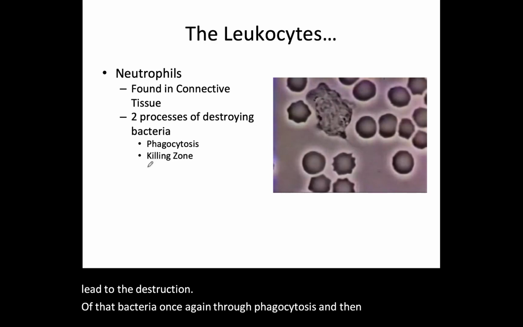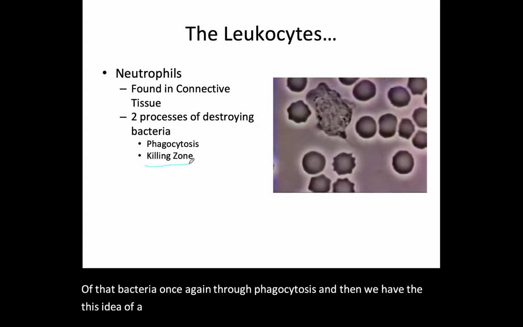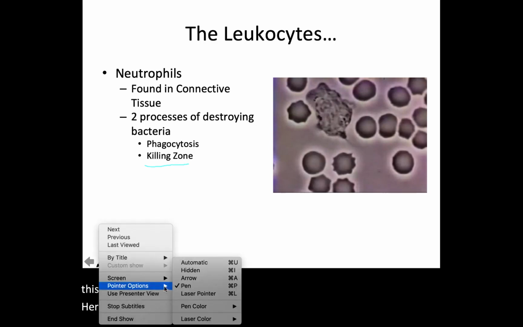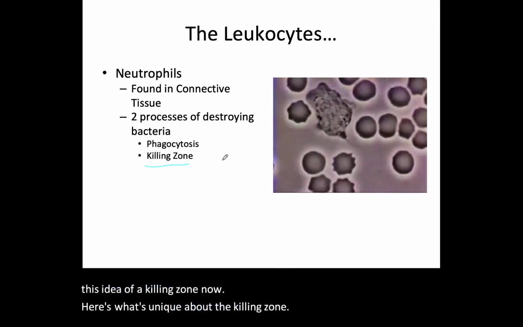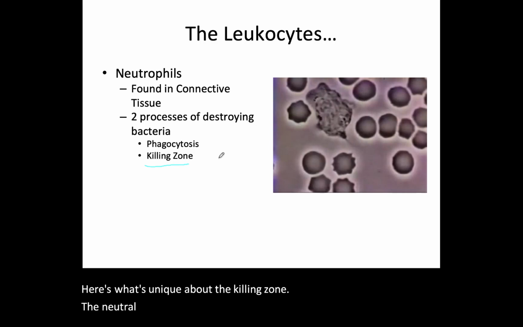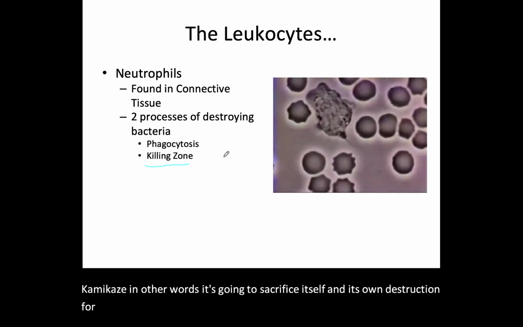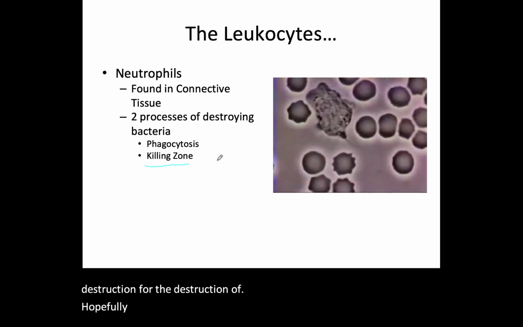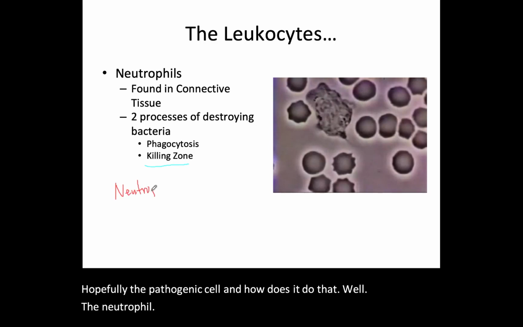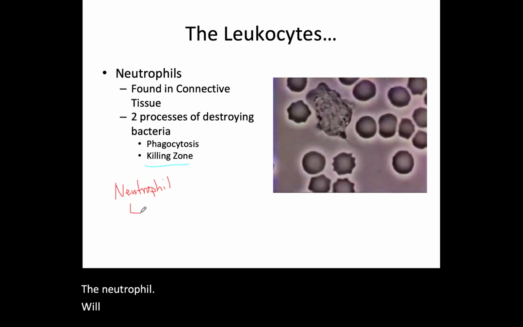And then we have this idea of a killing zone. Now, here's what's unique about the killing zone. The neutrophil basically goes kamikaze. In other words, it's going to sacrifice itself and its own destruction for the destruction of hopefully the pathogenic cell. And how does it do that? Well, the neutrophil will go ahead and it secretes or releases these little enzymes called lysozymes.